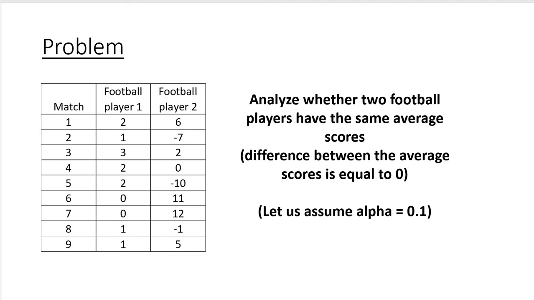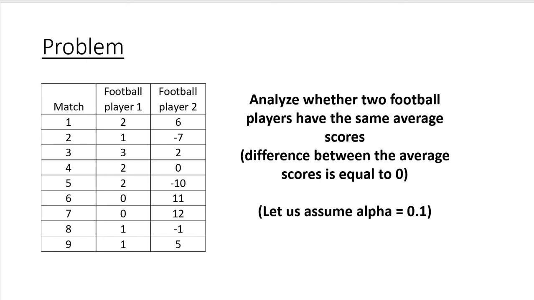Or in other words, we have to analyze whether the difference between the average scores of the first player and the second player is equal to 0. And we will assume that alpha is equal to 0.1.